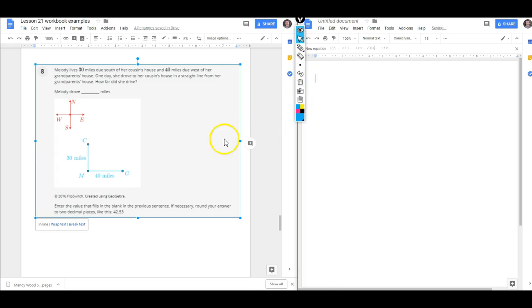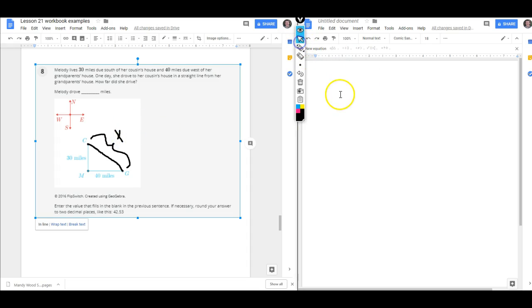So we have, they drew it for us. Melody is right here, and she is 30 miles due south, so straight down from her cousin's house, and 40 miles due west of her grandparents' house. They want to know if she drove from her cousin's house in a straight line to her grandparents' house, how far is that length?